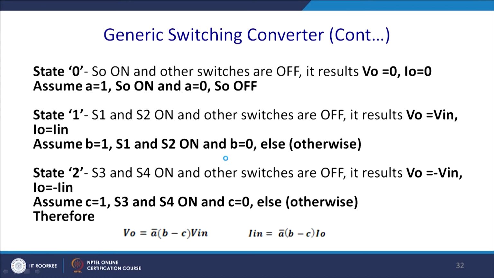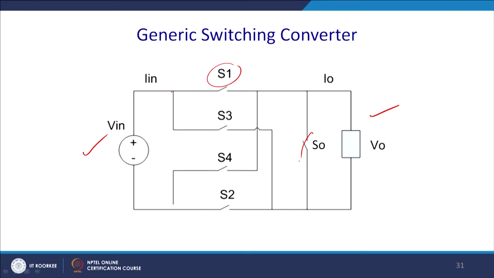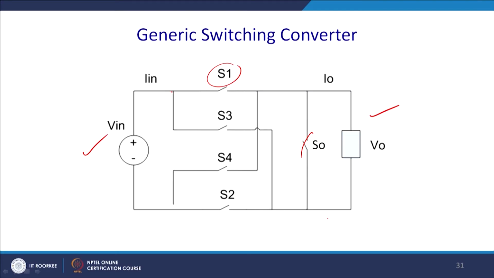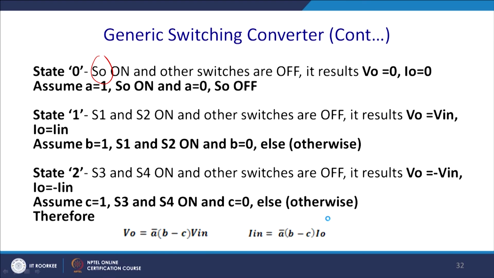Let us see what kind of switches come into the picture for rectification, inversion, and different kinds of operation. Now, let us take state 0. What is state 0? S0 is on, which means this switch is closed and the other switches are off, resulting in output voltage equal to 0. This is basically the freewheel action, and it is called freewheel action in power electronics. Next, state 1, where the load gets some power from the source.